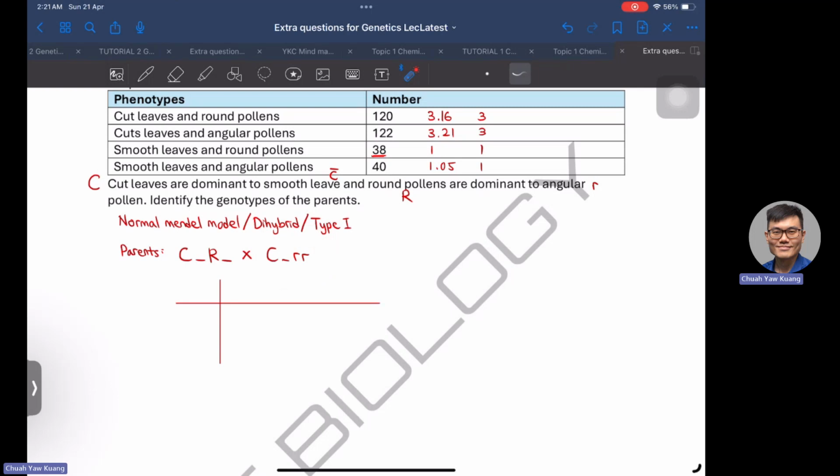But if, let's say, this parent is heterozygous, then this parent is going to produce two types of gamete. Either a big C small r or a small c small r. It depends on the genotype now. So the same thing goes for the other parent. We are not sure as well.